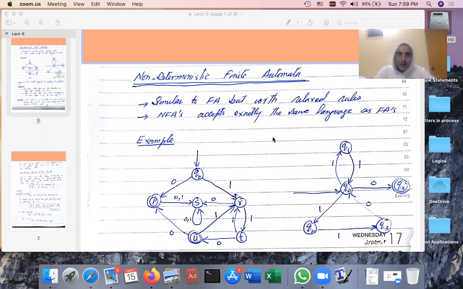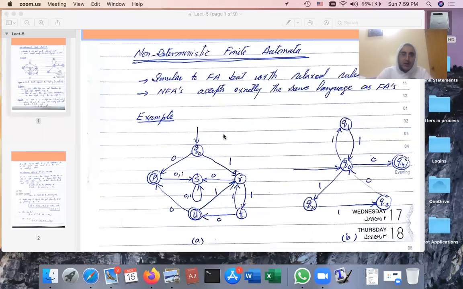And the second thing is that the non-deterministic finite automata, NFA, that we will study will accept exactly the same language as your FAs were doing in previous lectures. So these are the two things that you have to keep in your mind.